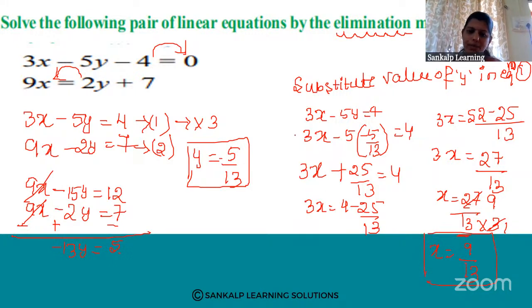So value of y is minus 5 divided by 13 and value of x is 9 divided by 13. Okay, these two are the values of x and y. Here we use the elimination method. So this is a very, very easy method, right? Have you taken it? Any doubt is there?